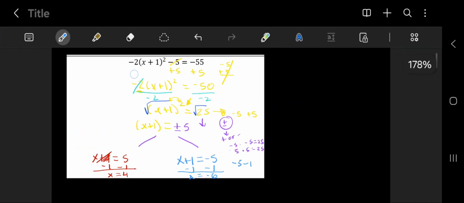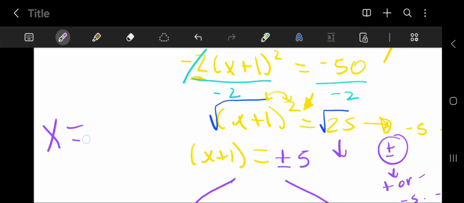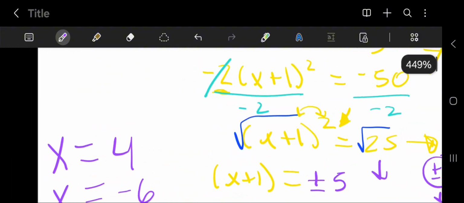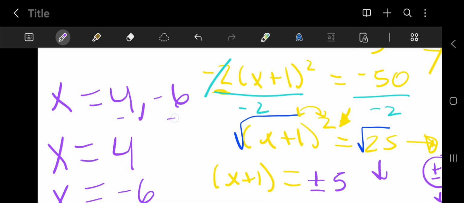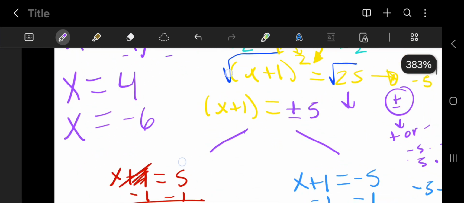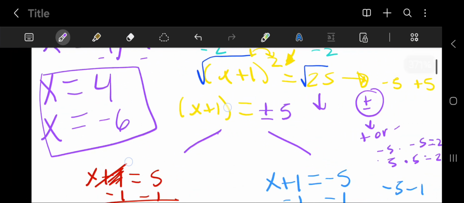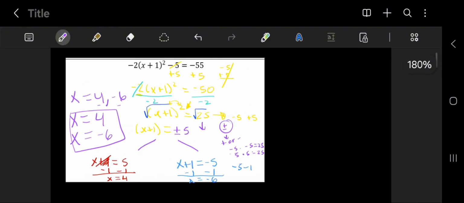So our final answer will be x is equal to 4. x is equal to negative 6. You could also just write it as x is equal to 4 comma negative 6, as in saying it's both of them, or just by writing this. I personally just like writing it that way, but that is how we do it.